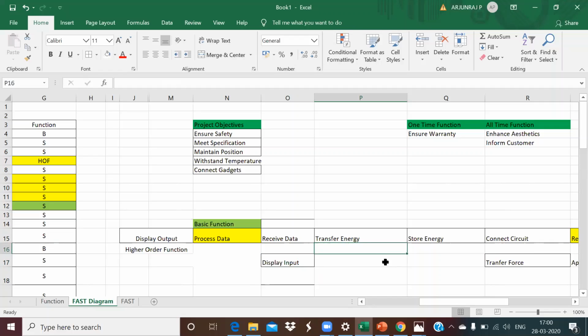If I were more experienced in this particular FAST diagram, I would have given the answer straight away to you. But I am also doing it along with you. That really helps us.